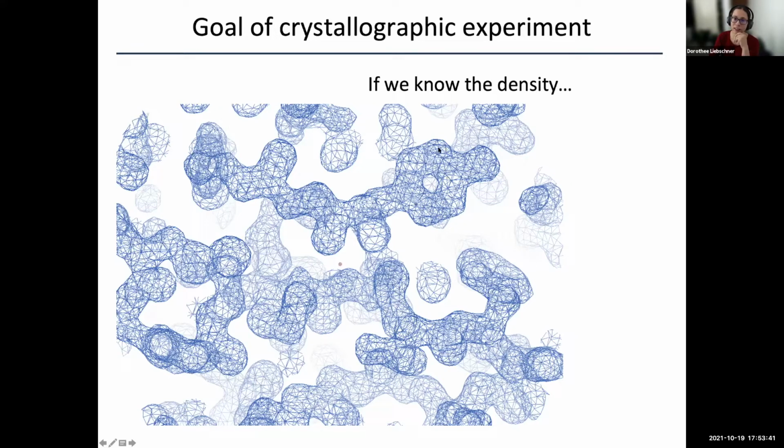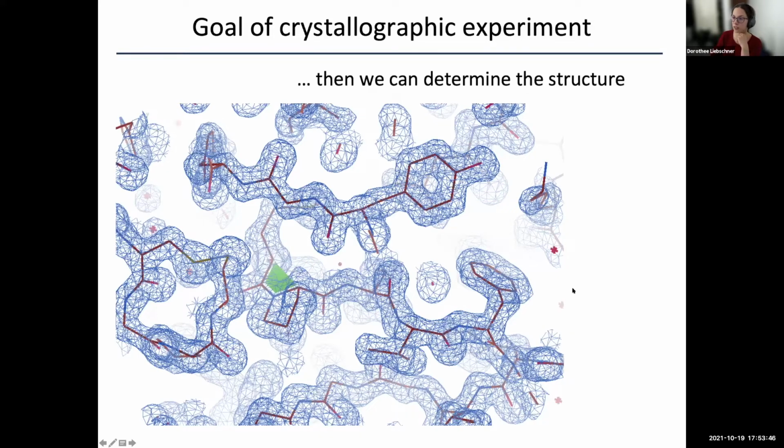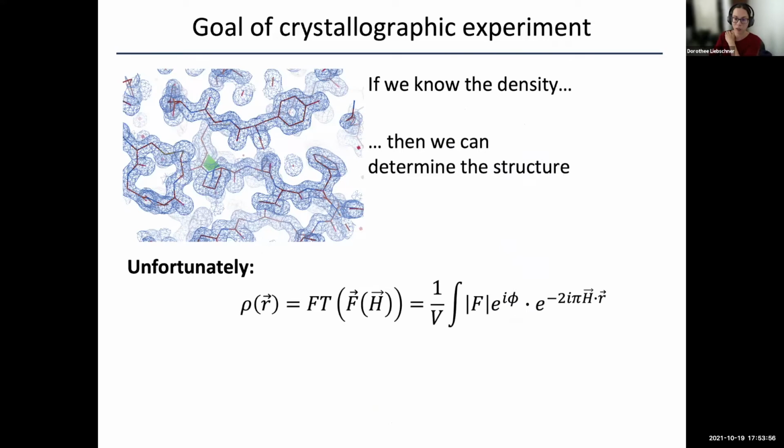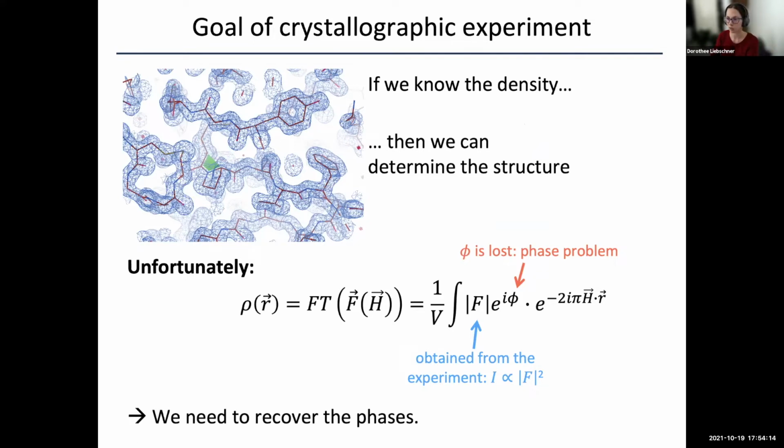So if we know where the density is, we can place a model, right? Such as this one. And that's why in the crystallographic experiment, the end goal is that we want to get the density. But the problem is that we only measure structure factor amplitudes, and we do not measure the phase. And so this is the phase problem. That means basically we cannot calculate the density. That means we cannot determine the structure. And so we need to recover the phases in order to be able to calculate the electron density.